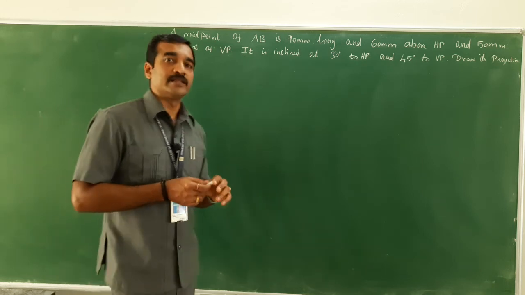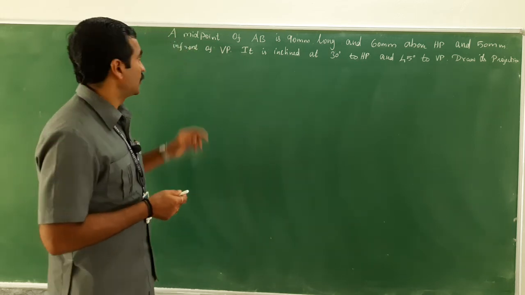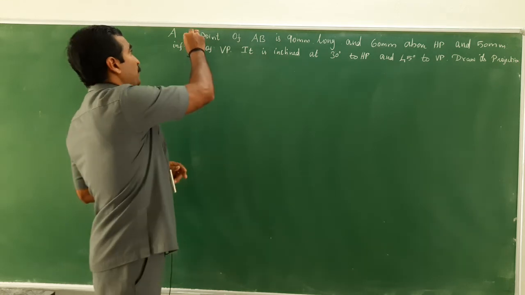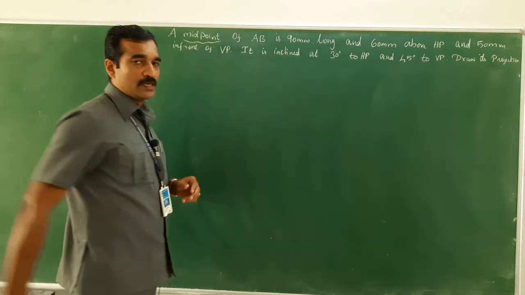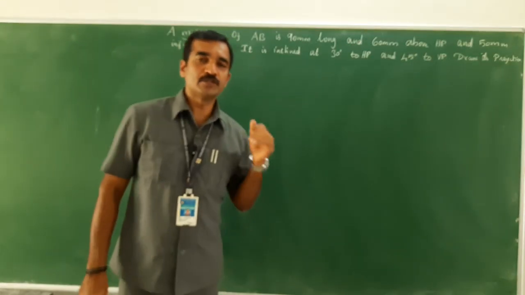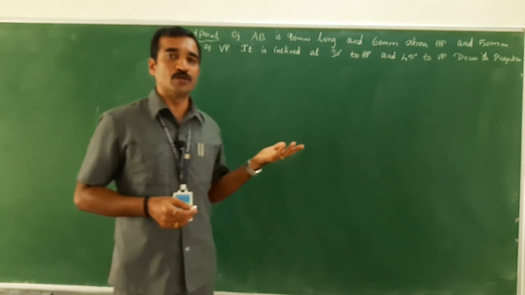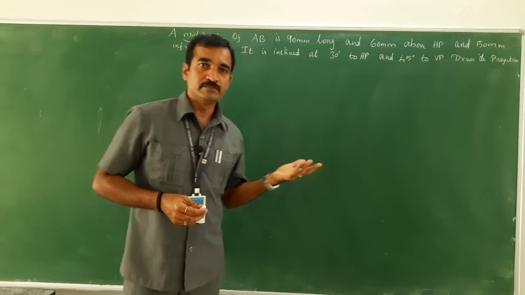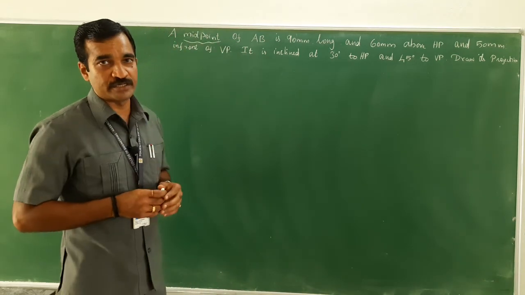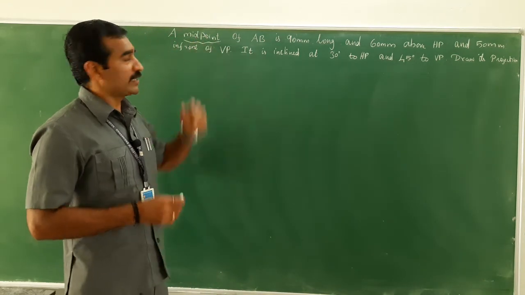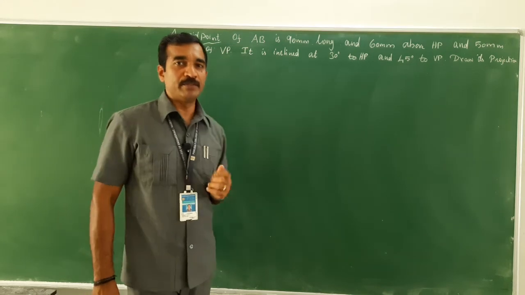See, did you find any difference between the previous problem and this problem? Yes, there is a difference. Look at here, it says midpoint. So in the previous problems, they used to specify a line of AB or line of PQ or line of LM, measuring so much of distance. Here it says midpoint.